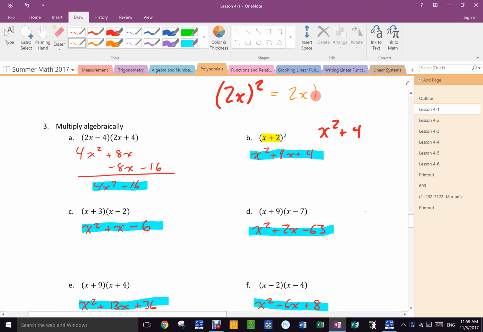It means 2x times 2x, yes? Why did you put the 2 and the x in both of these? Because this is squared, I have to multiply the whole base, don't I? Right? So in this question, what's the base? X plus 2. So I must multiply it how many times? Twice.